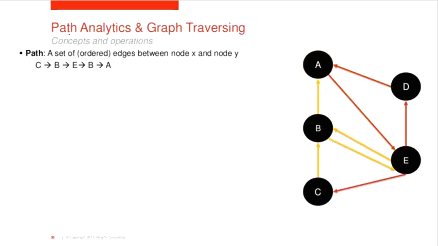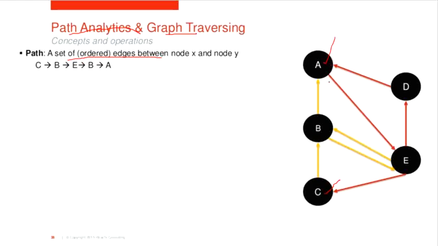The second is the path analysis and graph traversing. Okay. Now, path analysis, in simply defining a path, we say that this is a set of ordered edges between any two given nodes, node X and node Y. Okay. So I start or I choose one node as the starting node, and then I see what path I can traverse to get to my destination node.